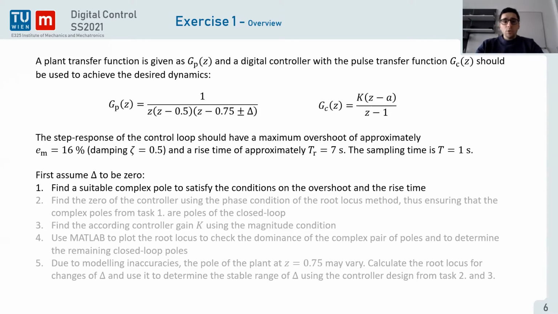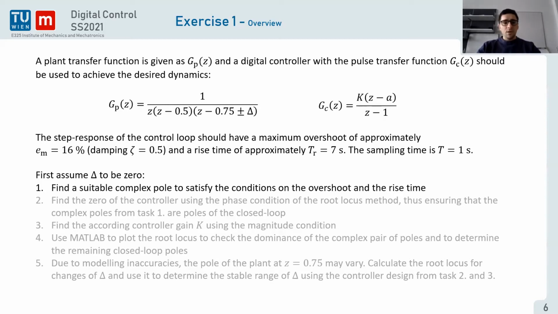The goal here is to control the system to meet some physical specifications. The first physical specification is what's called EM, which is the overshoot. We want an overshoot of 16%. That corresponds to a damping factor zeta of 0.5, but we will see that in a second. And we want a rise time of TR equals 7 seconds. We'll also see what the rise time is. And the sampling time is already defined at T equals 1 second. That meets all the constraints that we've seen in the lecture notes, T is sufficiently small here to capture all the dynamics of our system.